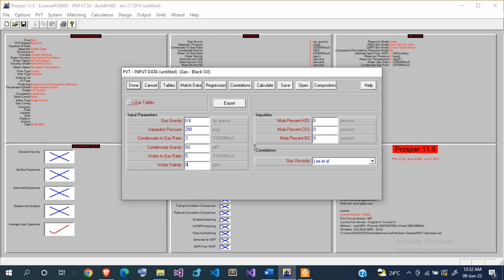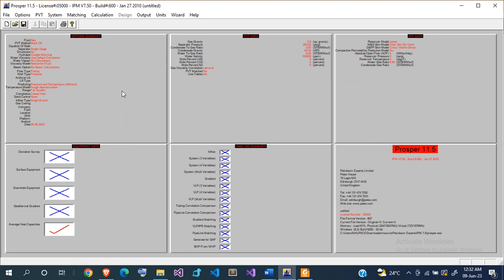Now the impurities are 0. Okay, so water salinity, we have about 100,000. 1, 2, 3. Okay, that's 100,000 parts per million. There are no impurities, so I'm gonna leave that. I do not have lab data to calibrate this, so just leave that at that and then go down.